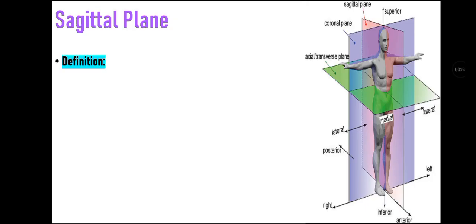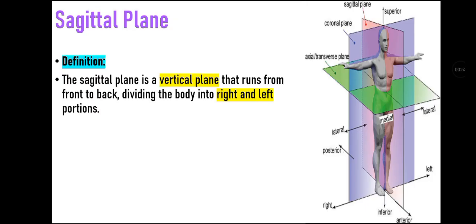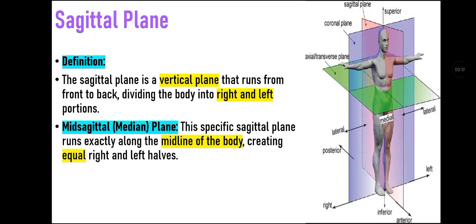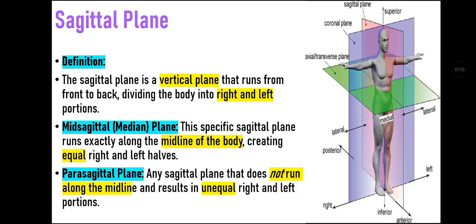First we have the sagittal plane. Definition: sagittal plane is a vertical plane that runs from front to back, dividing the body into right and left portions. It has two types. The first is mid-sagittal plane or median plane, and the second type is parasagittal plane.